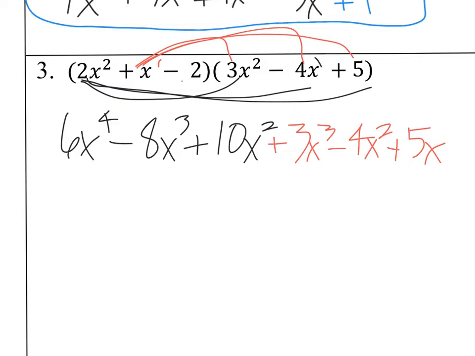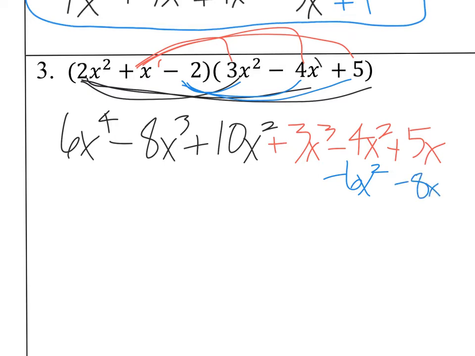And now we have to do negative 2 times 3x squared, negative 2 times negative 4x, and negative 2 times 5. So that's going to be negative 2 times 3x squared is negative 6x squared. I'm just going to write that right here. Negative 2 times negative 4x is negative 8x.